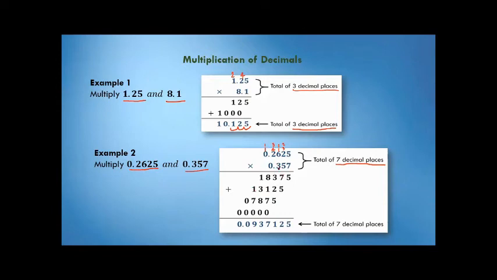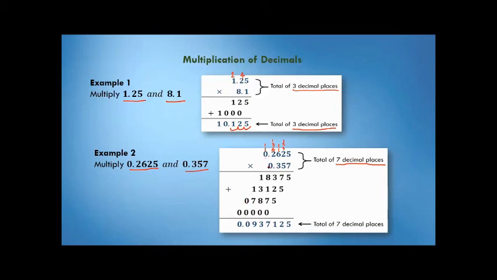Next digit tayo, 3. 3 times 5 is 15. 5 lang isusulat dito, isusulat ang 1 dito. Then 3 times 2 is 6 plus 1, 7. And then 3 times 6 is 18. 8 lang isusulat dito, isusulat dito yung 1. Then 3 times 2 is 6 plus 1 is 7. Then 3 times 0 is 0.